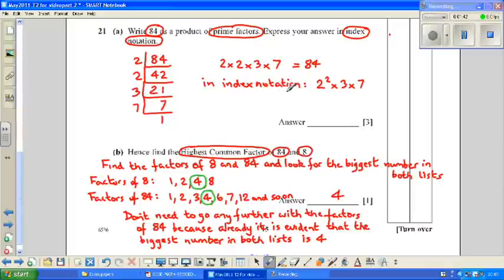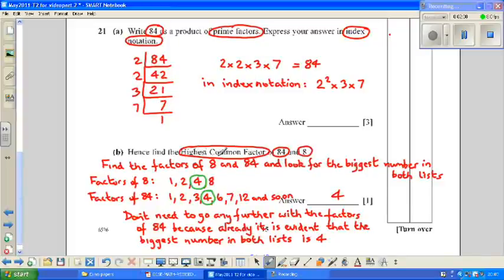The last thing to get the final 1 mark is to write it in index notation. So 2 times 2 is 2 squared, or 2 to the power of 2, multiplied by 3 multiplied by 7. So that's the final answer.